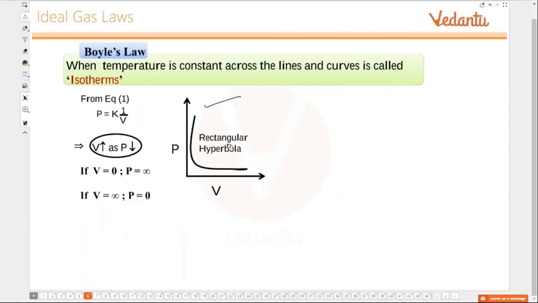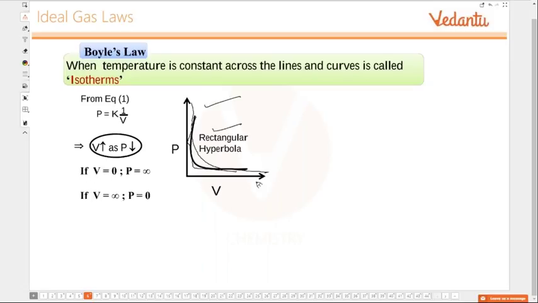This is the kind of graph that we are getting. Rectangular hyperbola. Actually, it is not like that. It is slightly like this. It will be right. So in this case, see here, this is going almost parallel to this. This is going almost parallel to this. That is the reason it has been given the name rectangular hyperbola.